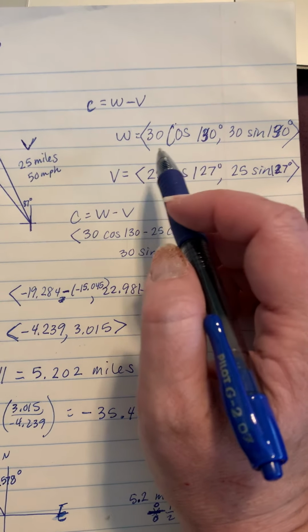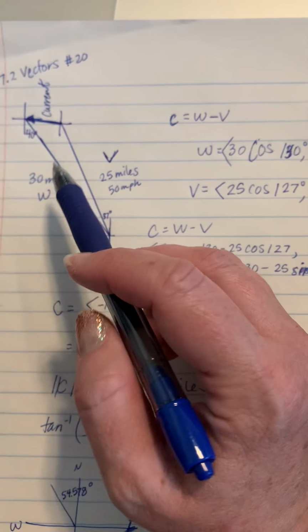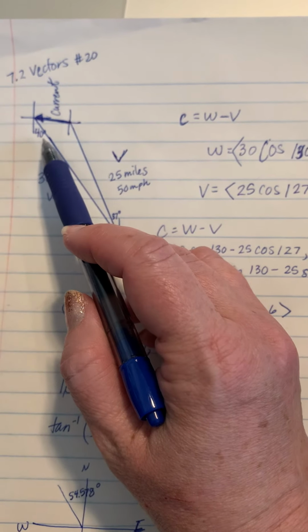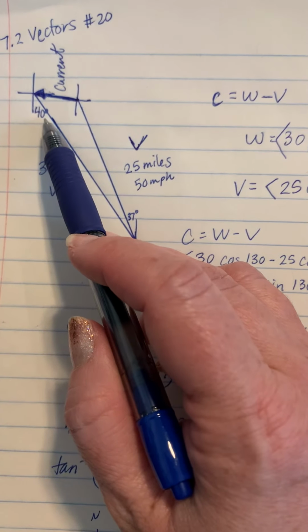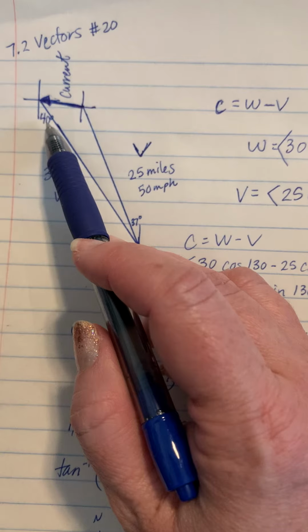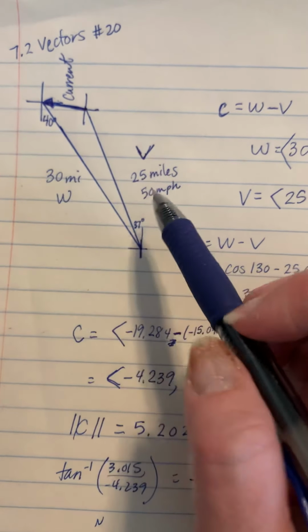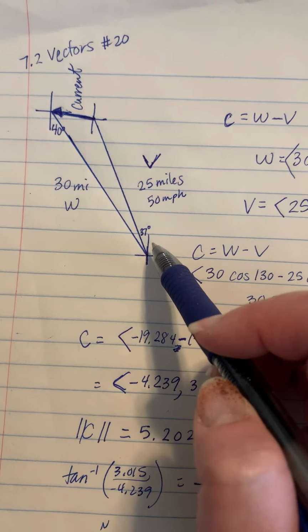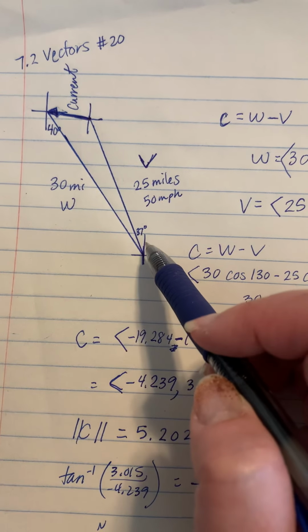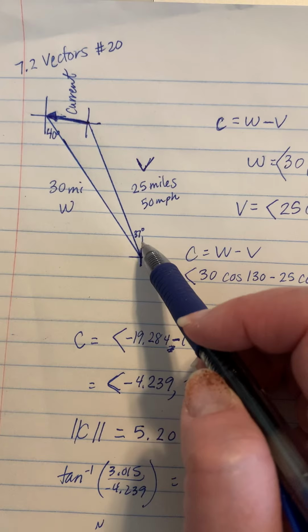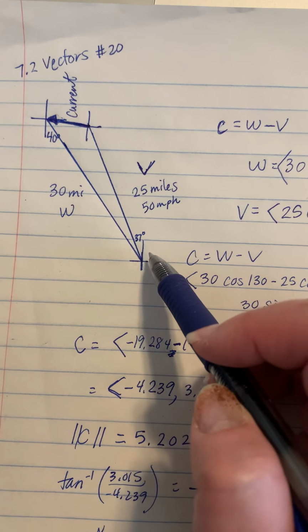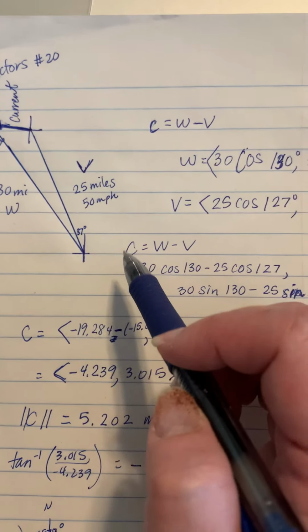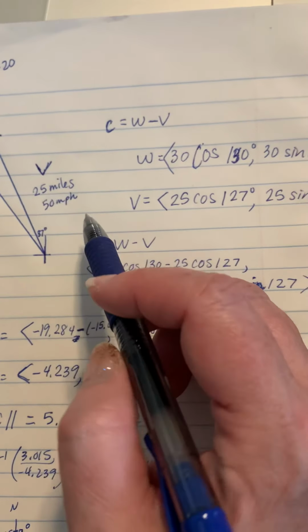The reason it's 130 is because this angle right here is 40 degrees. I'm a little bit out of focus. I hope this video doesn't make you sick. So that means the alternate interior angle here is 40 degrees. So 90 plus 40 is 130. And likewise, 90 plus 37 from our original bearing is 127. So that's the other angle we're going to use with the 25 magnitude.